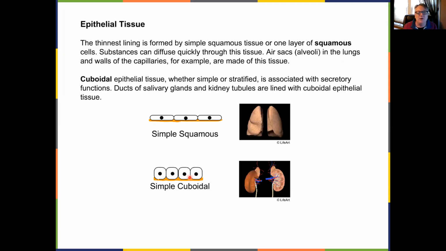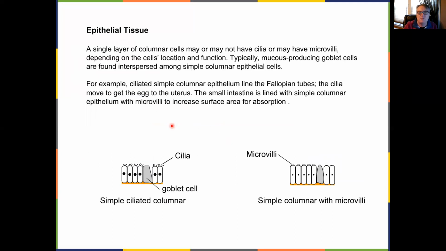So again, here is an example of simple cuboidal, and a good place that you should remember where you can find these is in the kidneys. The ducts of saliva glands, the kidney tubules would be some good examples. The lungs, the final point where the exchange of oxygen is going to occur, is simple squamous. We also have a special type of columnar cell that's going to be found in a very specific part of the body.